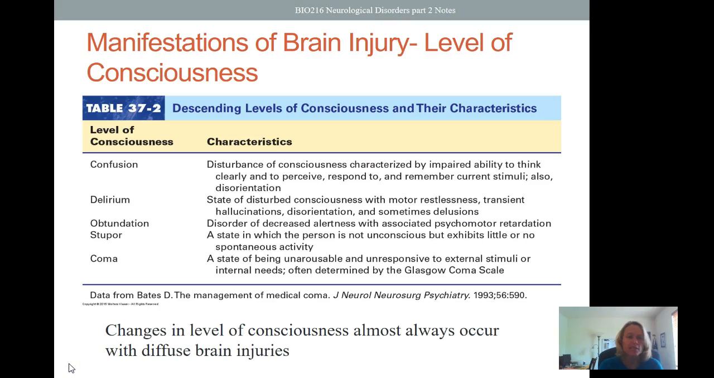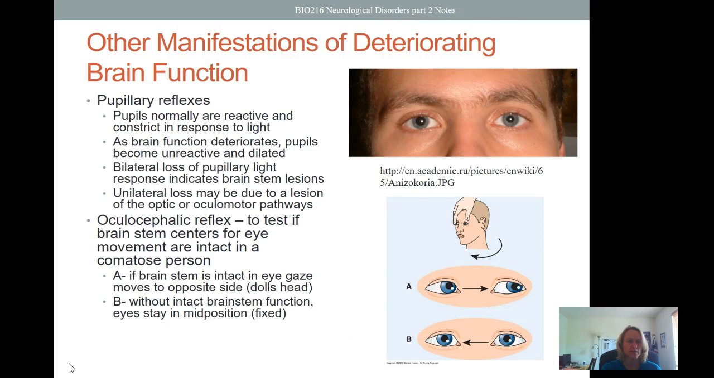One of the manifestations of global brain injury is changes in the level of consciousness. This table describes descending levels of consciousness and their characteristics. You do not need to be able to define the difference between, say, a stupor or delirium, but I just wanted to point out that changes in the level of consciousness almost always occur with diffuse or global brain injuries.